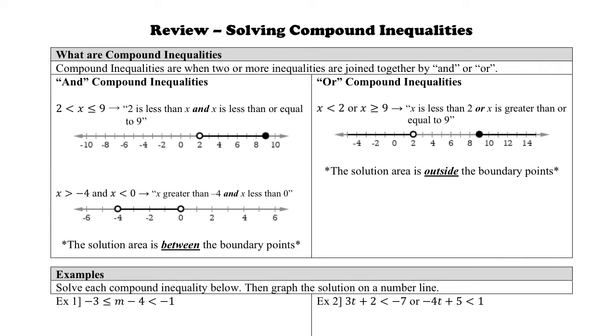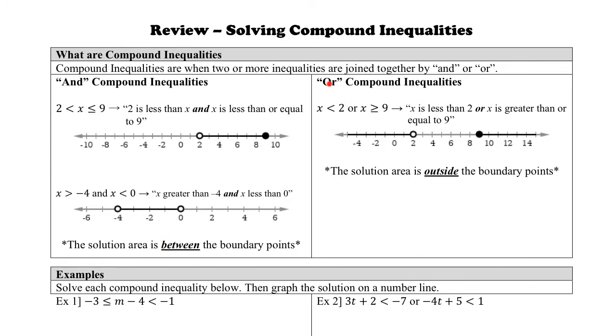Or we can write them as separate inequalities and put the word and in the middle. The big idea about "and" is that it has to make each section of the inequality true. For example, if I substitute a 12 in for x, 2 is less than 12, but unfortunately 12 is not less than or equal to 9. So that means 12 would not work as a solution. And in my graphical example, 12 falls outside of this shaded area, which also shows that it's not a solution. So for "and" inequalities, the solution area is between the boundary points.